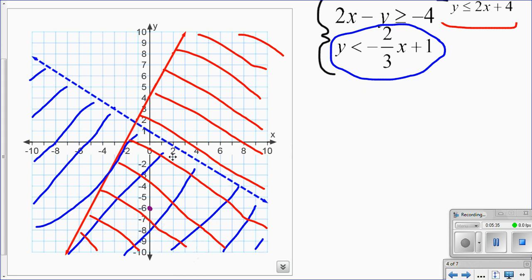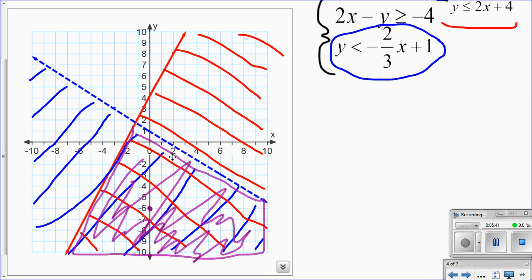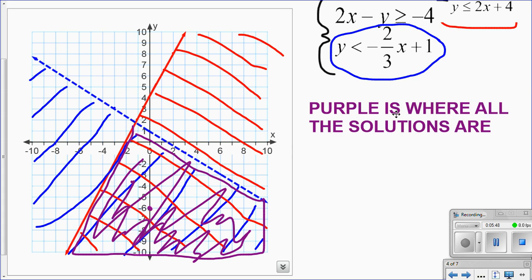When you do this with pencil, just make that double shaded part a little bit darker, or you can do what I did and make a hot mess, and I merged the colors together. So the purple is where all my solutions are for the system, okay?